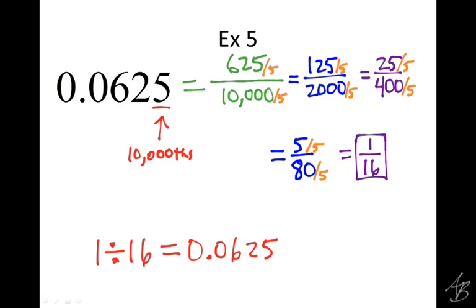So when I get my answer, what I can do is just type in 1 divided by 16 in my calculator and check to make sure that I get what I started with. If I get something else, that means that I probably made a mistake while I was reducing somewhere along the way. So you'd want to go back and check your work then. All right, last one.